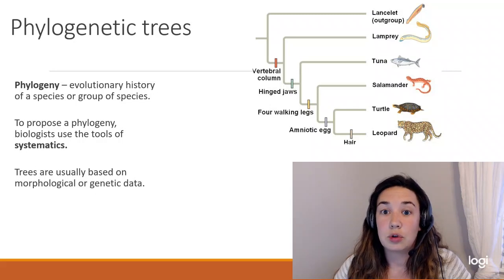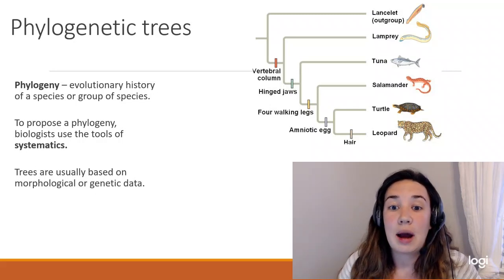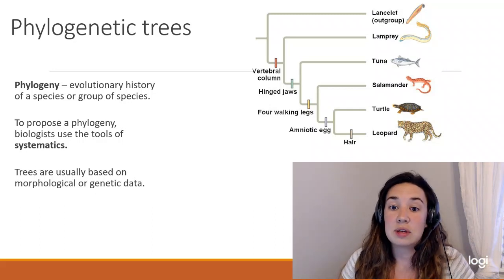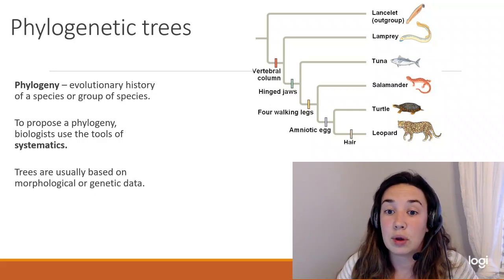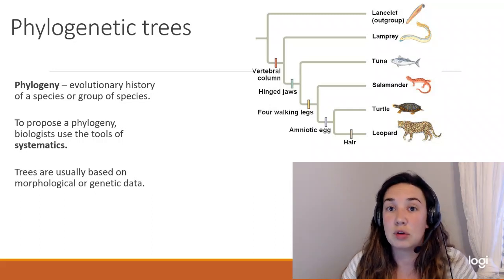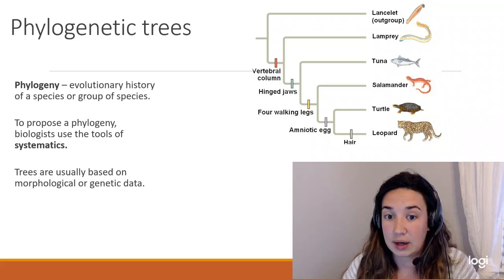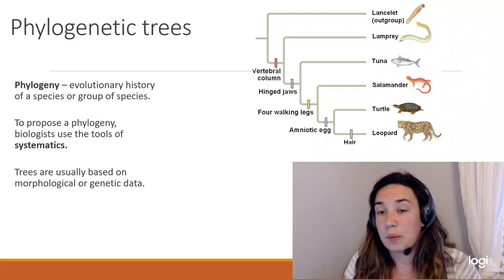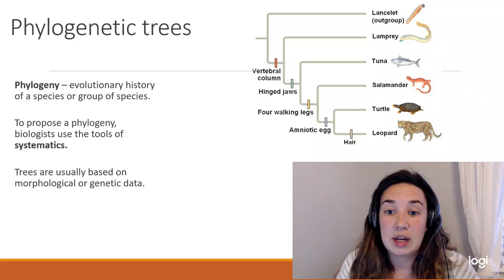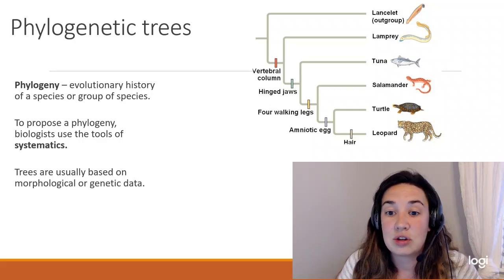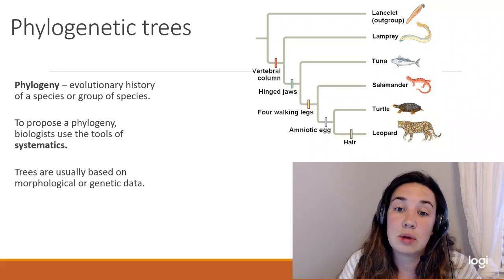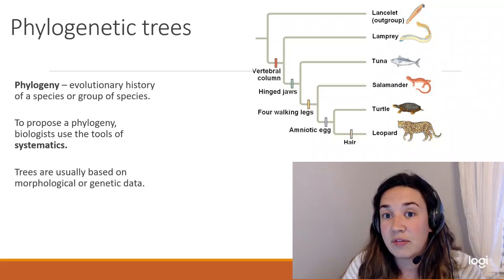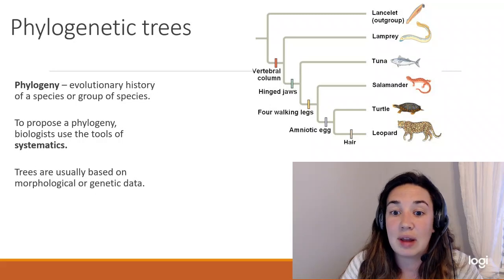Now, in order to propose a phylogeny, biologists use the tools of systematics. So they're using this specific tool in order to propose the evolutionary history of a specific organism. And so, for example, trees, when we classify a tree, it's usually based on morphological or genetic data. So it's looking at the genes, it's looking at the genetic data, and also the physical makeup of the tree, or the morphological data.